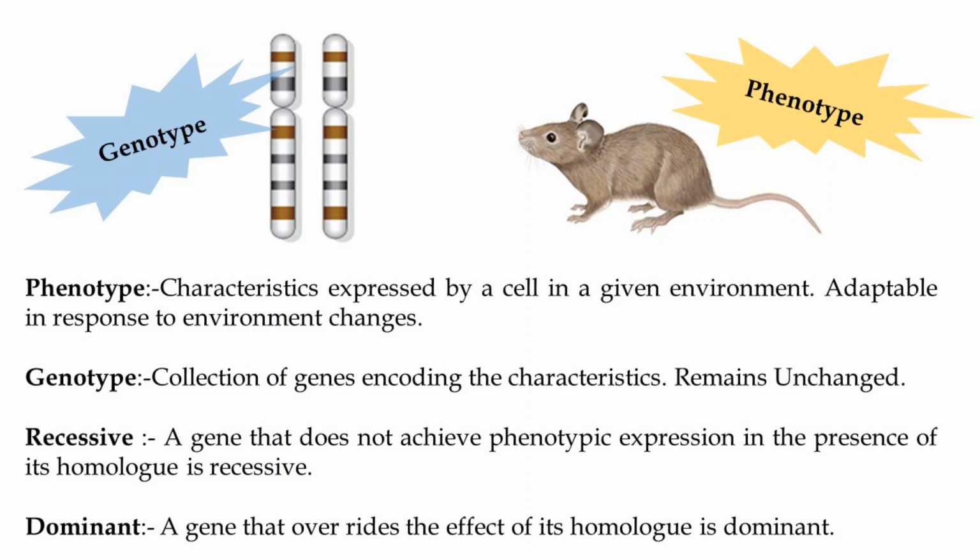Now, a gene that does not receive its phenotypic expression is ideally termed a recessive gene. The gene which overrides the effect is termed a dominant gene. The best example, when you're talking about Mendel's law, is a dwarf and a tall plant. The tall is the dominant character, the dwarf is the recessive character.